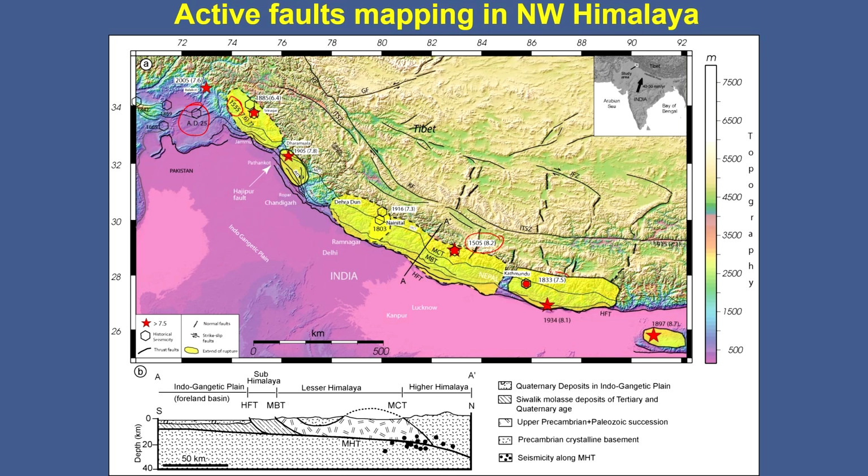Even in the 19th century, you have a couple of earthquakes like 1883, 1803, and then in the 20th century we had three major earthquakes. One was the 1905 Kangra earthquake, then another one was the 1934 Bihar-Nepal, and if you go further this side is Assam, that was the 1950 earthquake.